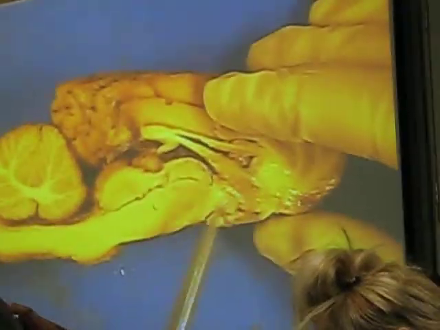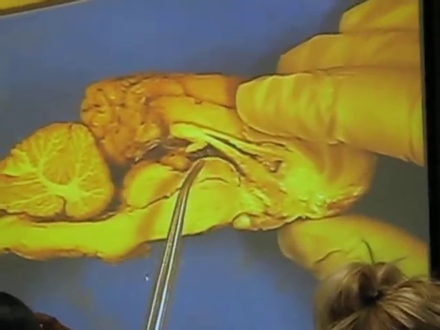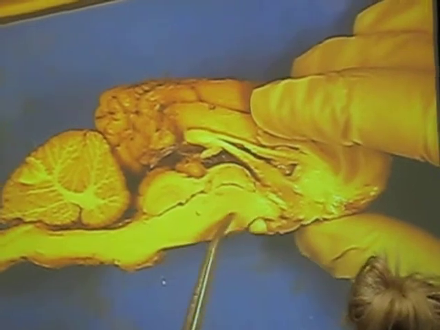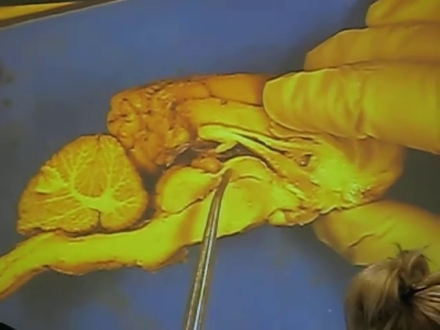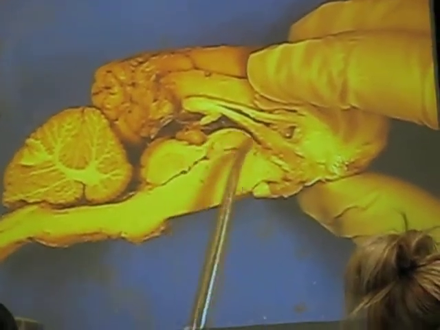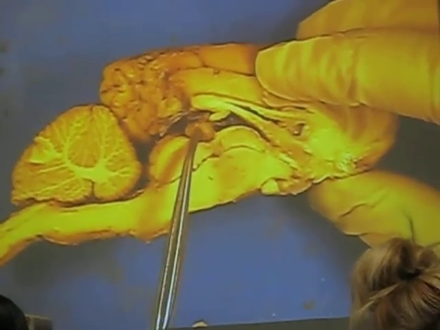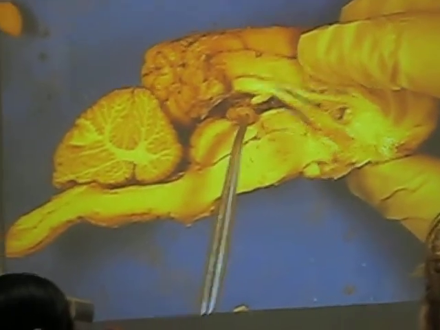Okay, let's work our way back down here. This little segment right here, it's kind of a circular region right in through here. This is all your thalamus. Okay, now what is on top of it? Epithalamus. That structure right there, or pineal gland.